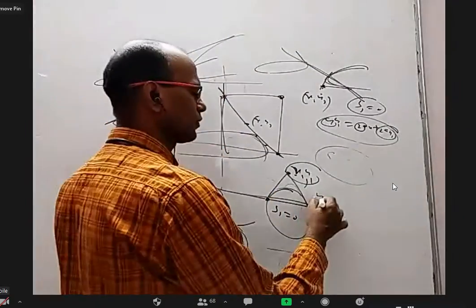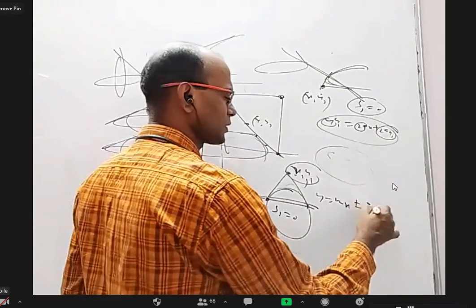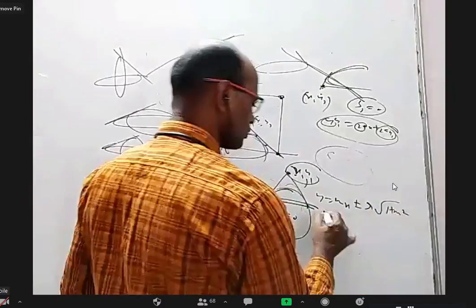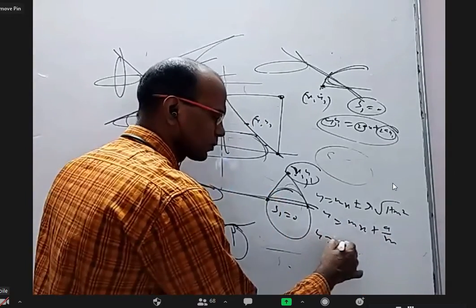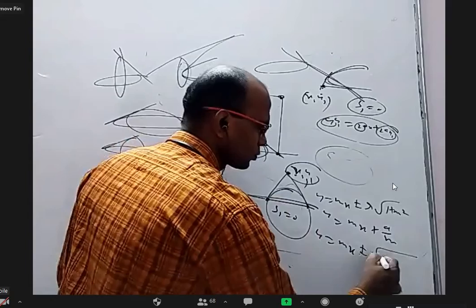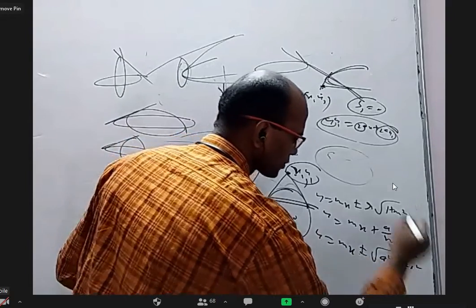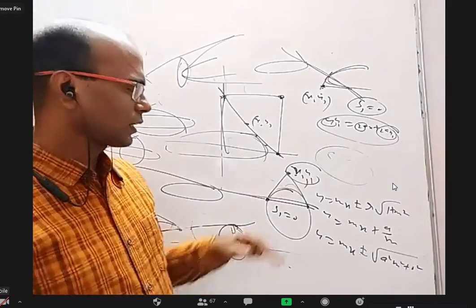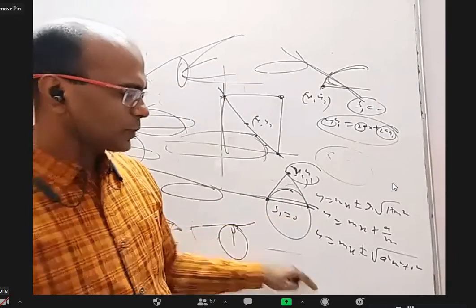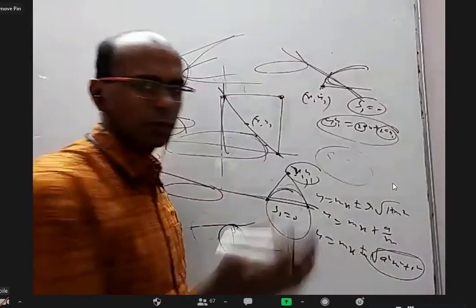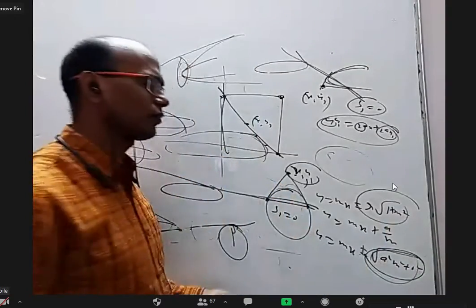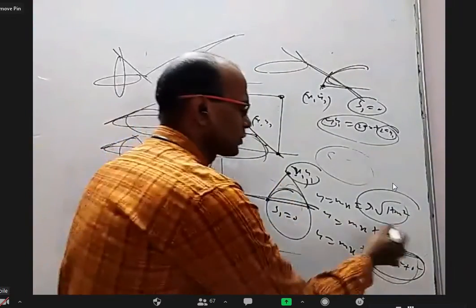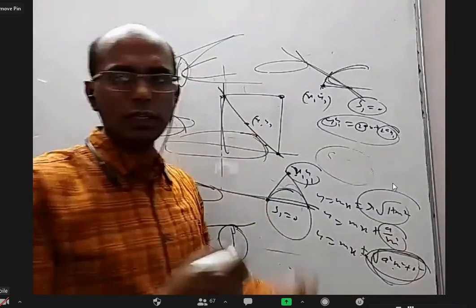For example, if they give a circle, y equal to mx plus or minus r root 1 plus m square. If they give a parabola, y equal to mx plus a by m. If they give an ellipse, y equal to mx plus or minus root over a square m square plus b square. If they give ellipse and ellipse, just equate this part for the 2 ellipses. If they give one circle and an ellipse, equate this to this, you'll find the m value. If they give a parabola and an ellipse, you can equate these two and find the m value.